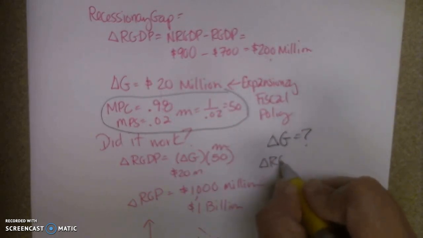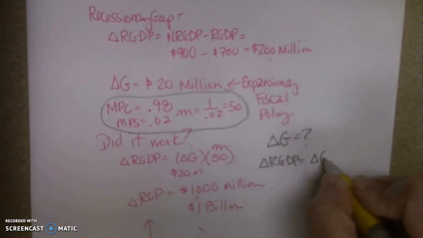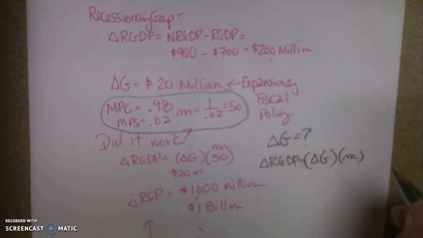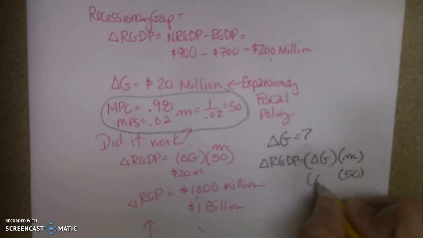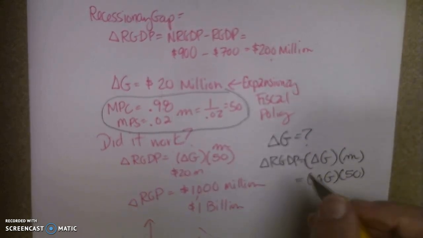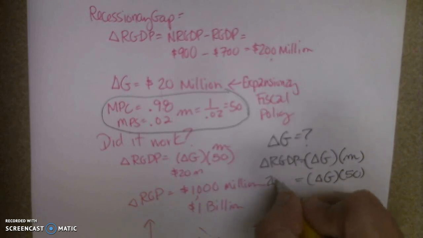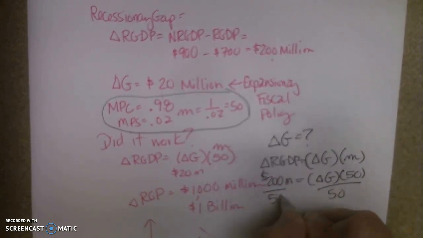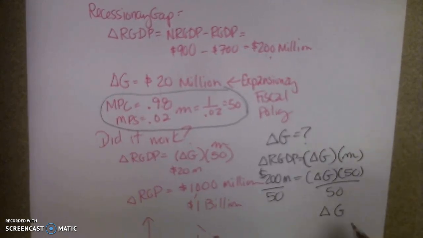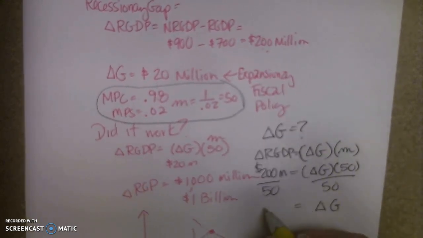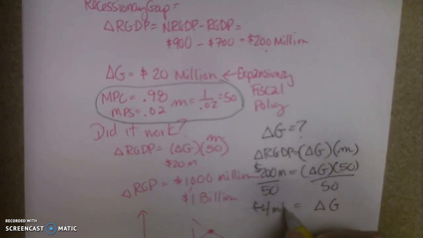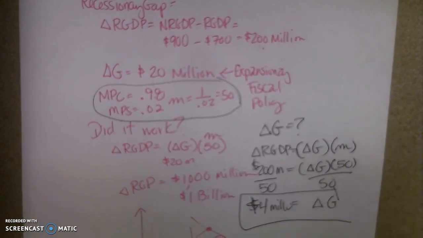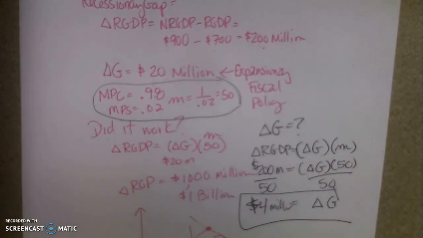So we know the change in real GDP equals the change in government spending, which is the total spending, but we're just using government, times the multiplier. Well, my multiplier is 50. I'm going to solve for how much the government should have spent, right? And the change in real GDP we want to occur is 200 million. So I just divide by 50, and the change in government spending is 4 million. All right, that gives you some ideas of how to use this data.